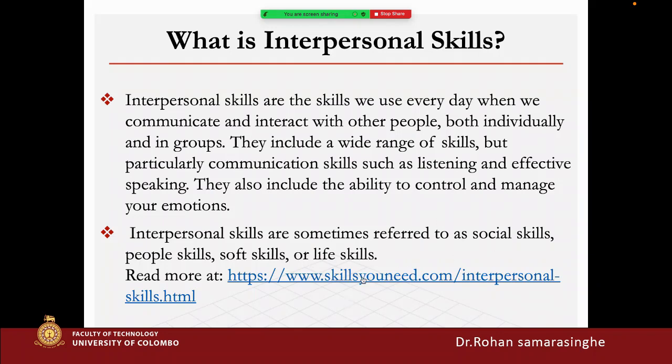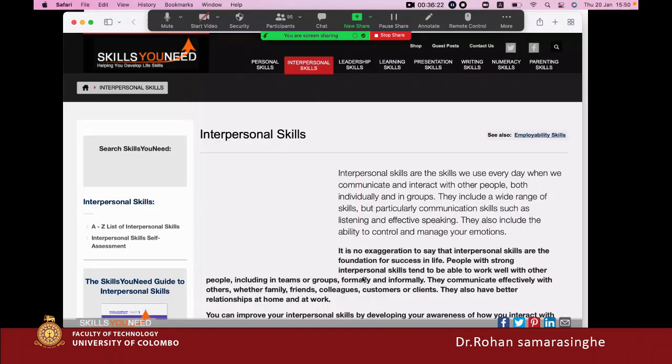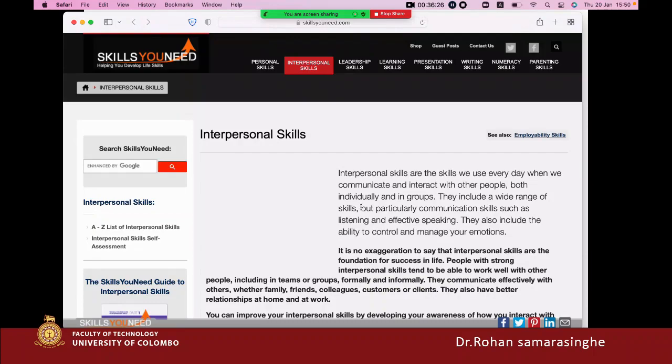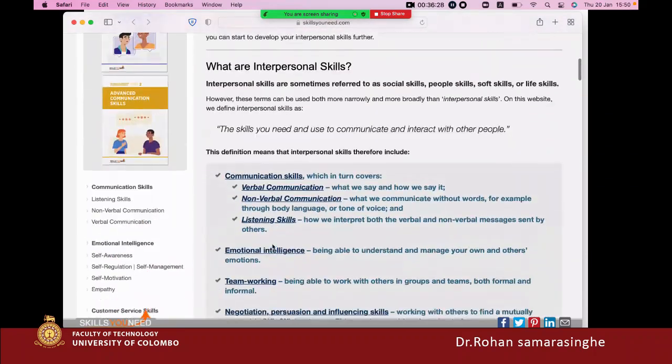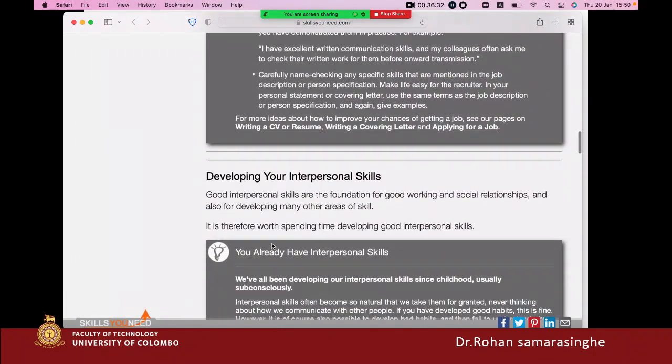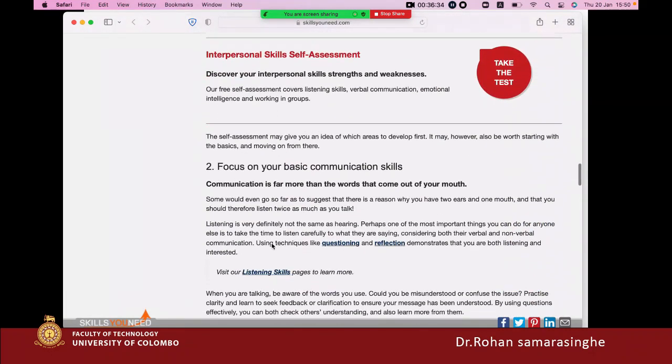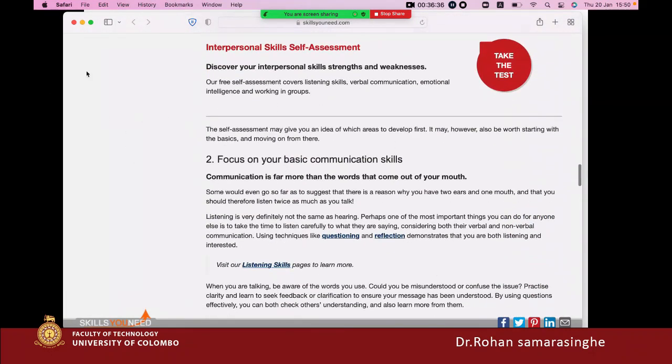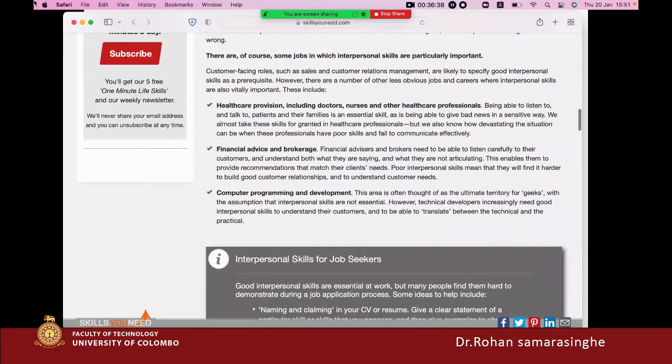Let's try to see that one. Here you can see interpersonal skills. From that you can read to get more idea about interpersonal skills. You can read this document at your home.